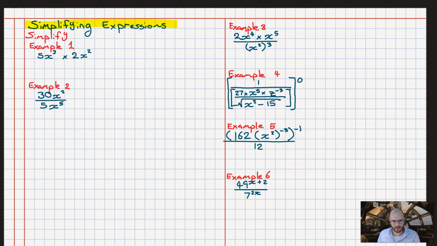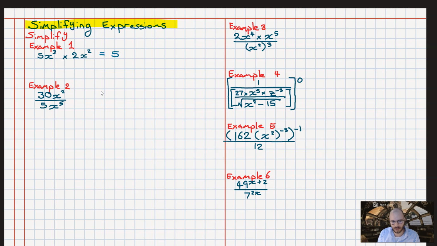Welcome back. In this video, we're going to have a look at how we can apply our index laws to simplify a number of mathematical expressions. Now in example 1 here, we have 5x cubed times 2x squared. The way in which we're going to simplify this is we're going to use the index law around multiplication of factors with common bases.